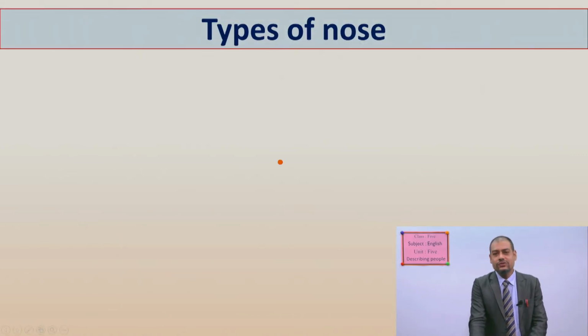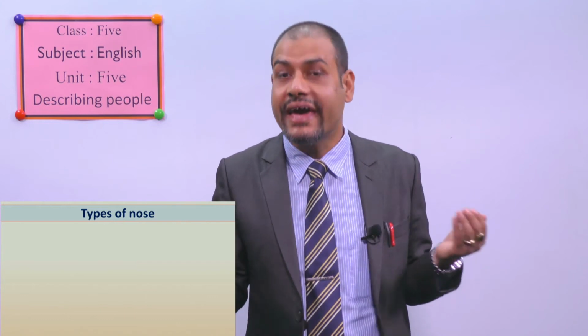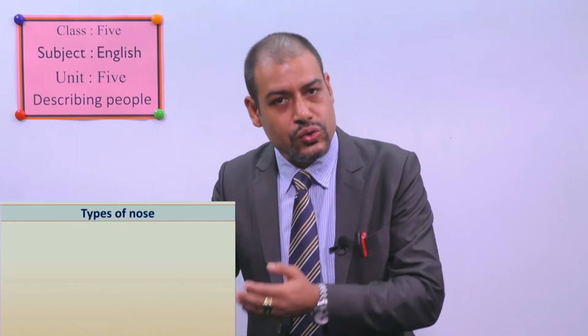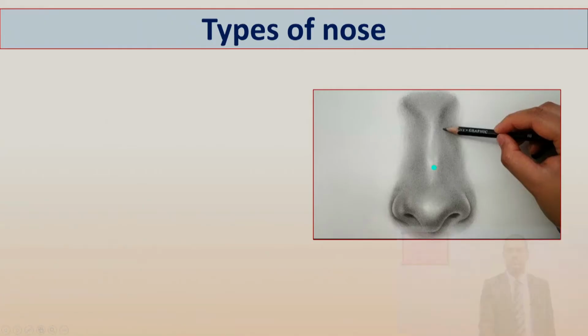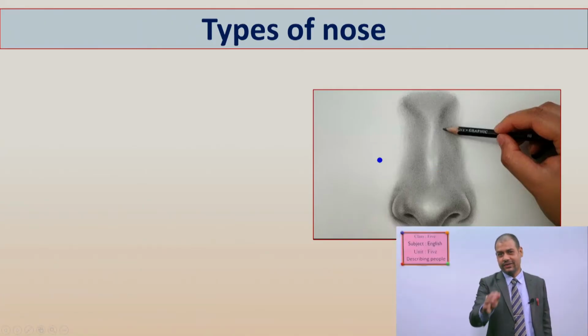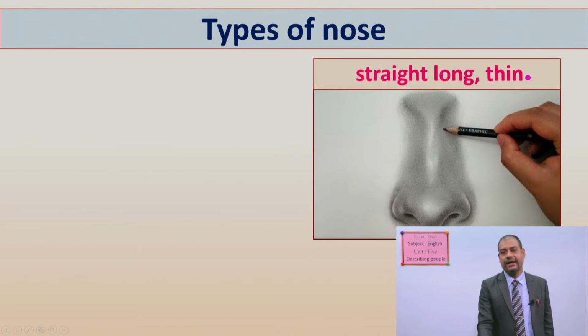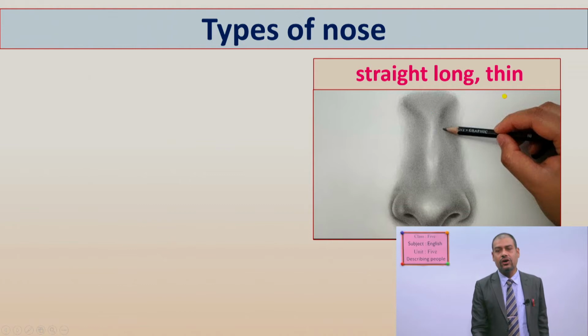Okay? Next one, now I want to teach you to describe our nose. What type of nose do we have? Okay? You can use these words to describe the nose. Now you can see what type of nose is this one. Can you tell me? Now check whether you are right or wrong. This is straight, long, and thin nose. Okay, see from here straight, and it is long also, and it is thin also. That's why this type of nose is described as straight, long, thin nose.